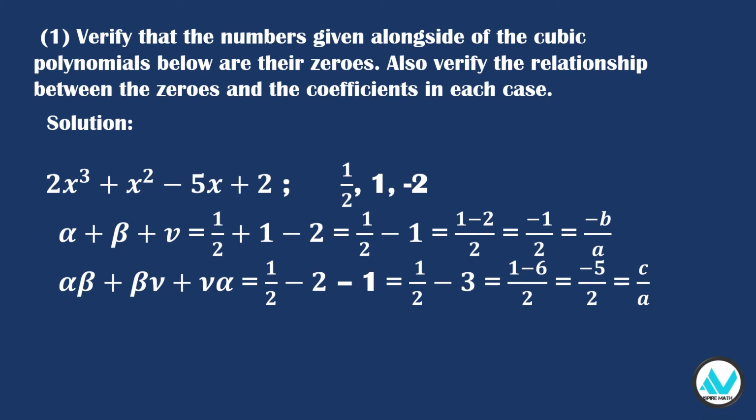Now this 5 is nothing but my c, that is minus 5 is nothing but my c, and 2 is nothing but my a. So which gives me c by a. Therefore, alpha beta plus beta gamma plus gamma alpha equal to c by a is verified.